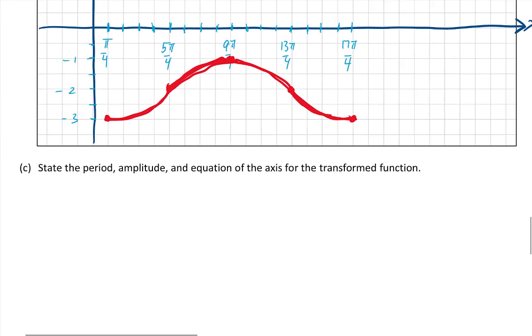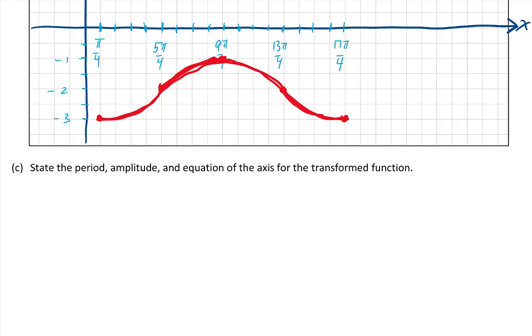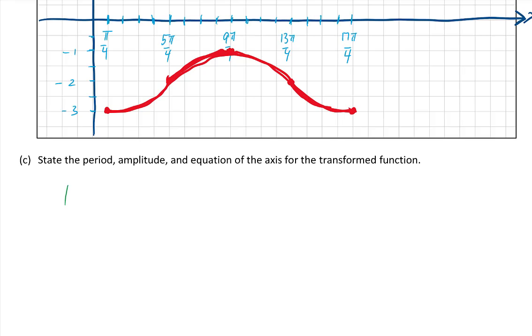So next, let's state the period, amplitude, and the equation for the transformed function. The period of this function is 2 pi divided by k. In this case, the k value is 1/2, so our period is 4 pi. So that's the distance from here to here. That's 4 pi, the length of one cycle.